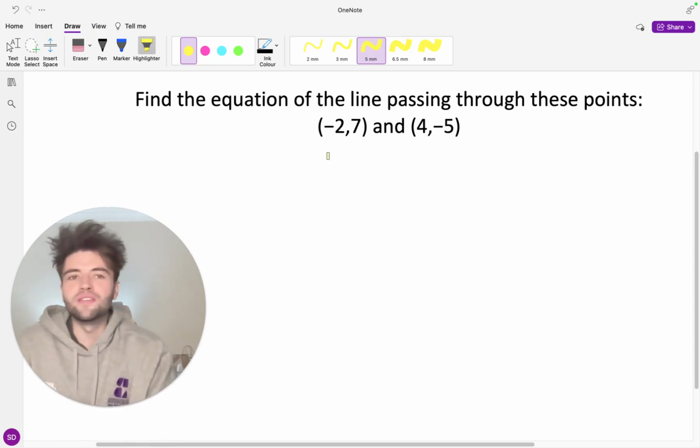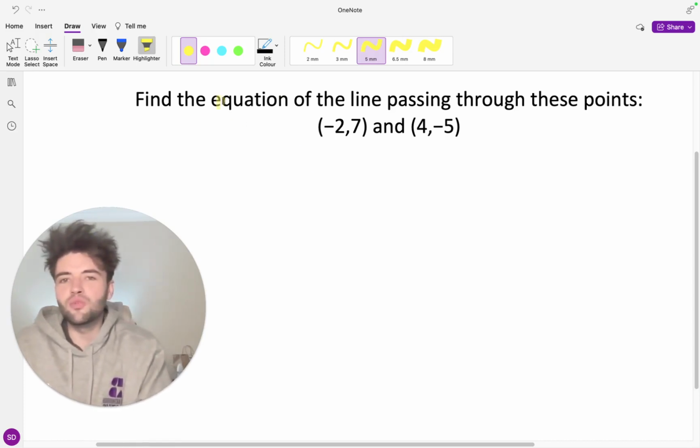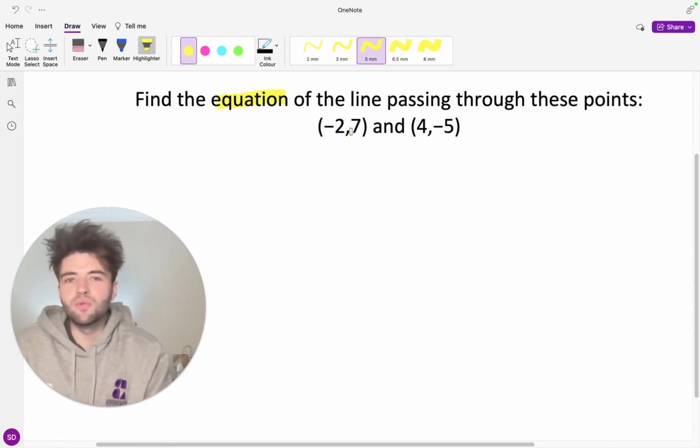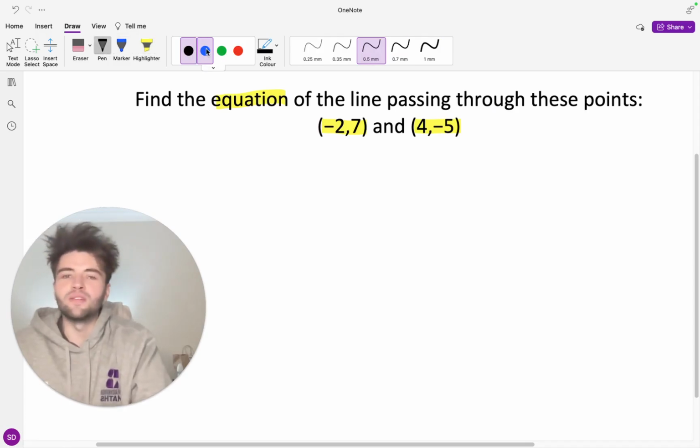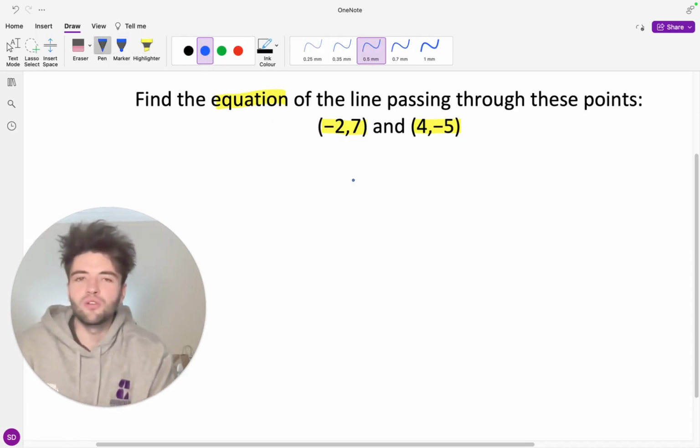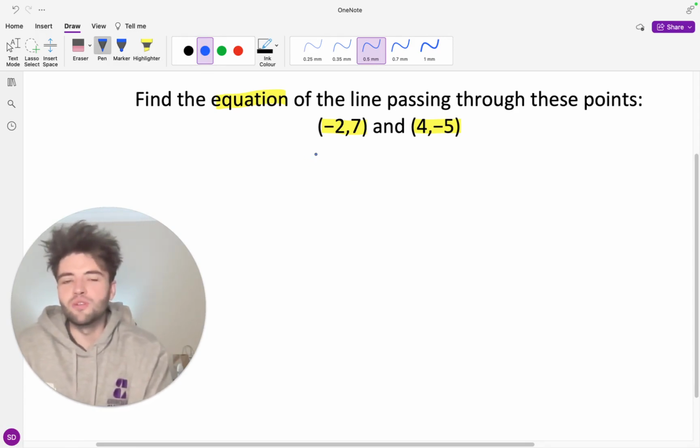So for our final question on this quiz here, we're going to be asked to find the equation of the line passing through these points, (-2, 7) and (4, -5). So I would say this is basically the hardest kind of question you could see at coordinate geometry level at junior cert level, because there's going to be quite a bit involved here, but we're going to take it step by step.